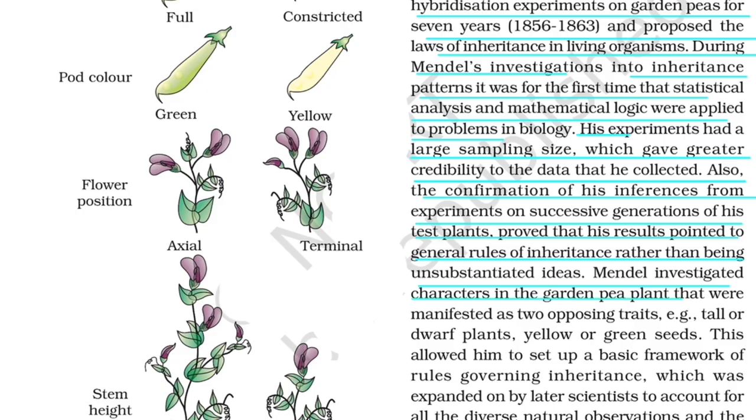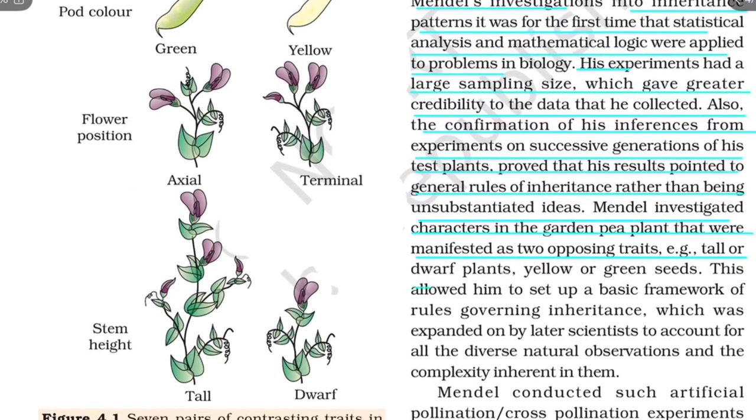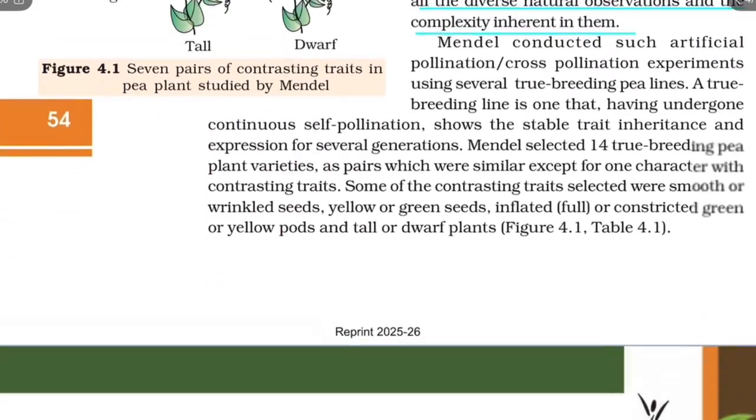Mendel investigated characters in the garden pea plant that were manifested as two opposing traits, for example, a tall or dwarf plant, a yellow or green seed. This allowed him to set up a basic framework for rules governing inheritance, which was expanded on by later scientists to account for all the diverse natural observations and the complexity inherent in them.